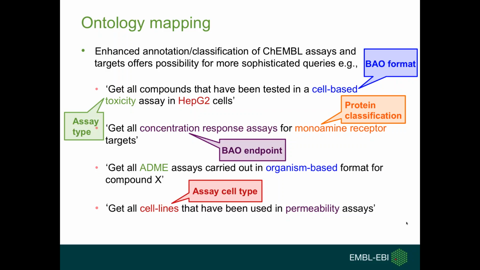We also classify the protein targets according to their protein families, so if you want to retrieve all assays for GPCRs or kinases, for example. And then finally, for cell-based assays, we map these to cell line ontologies, so you can query by the particular cell type that was used. We're also doing this for tissue-based assays in the next release of ChEMBL as well, and mapping those to tissue ontologies.